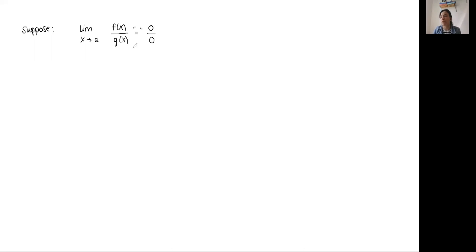If I try to plug in, then I get 0 over 0, which essentially tells me that f of x is going to 0 and g of x is going to 0. In here, we're going to assume, just for the sake of the argument, but this is not necessarily always the case, that f and g are continuous, and that f of a is equal to 0, and g of a is equal to 0. This is not always the case. This is only telling me that f is going to 0 and g is going to 0. But I'm not going to focus on these technicalities. I'm just going to assume that this is the case just for the sake of the argument.